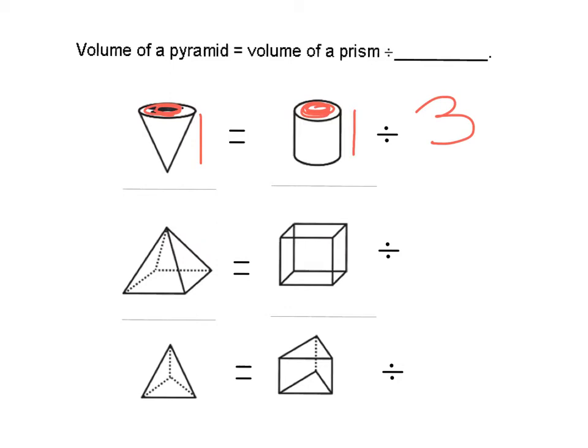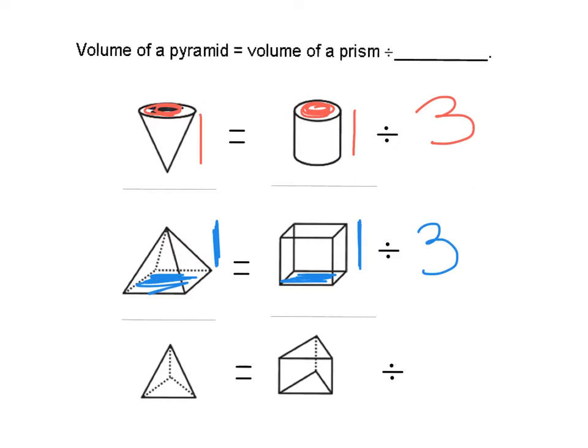Same thing with pyramids. If we have a rectangular based prism and its height is the same as this pyramid and the size of their base is the same area, we can take the volume of the prism and divide it by 3 and we get the volume of the pyramid.